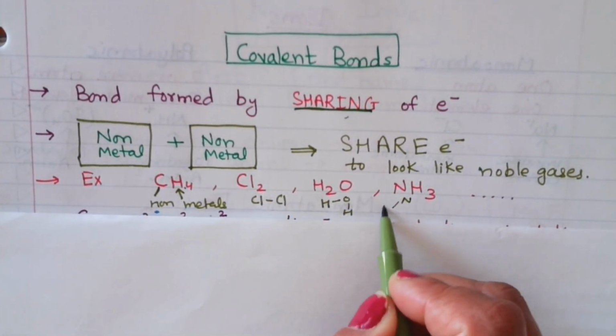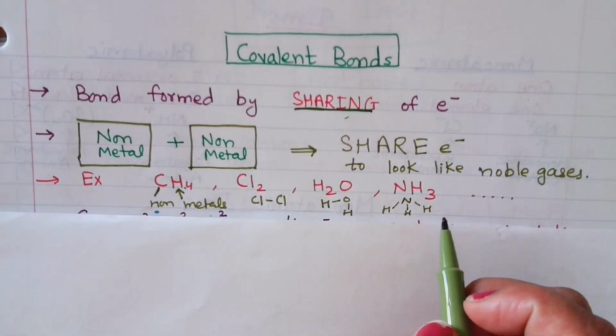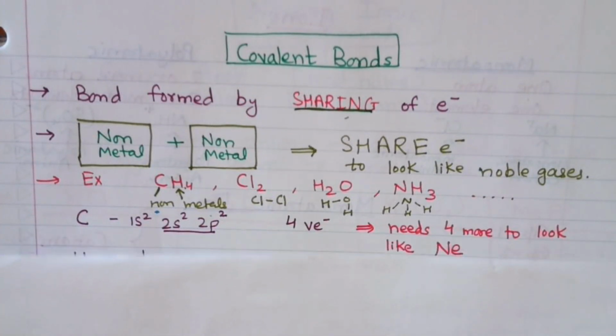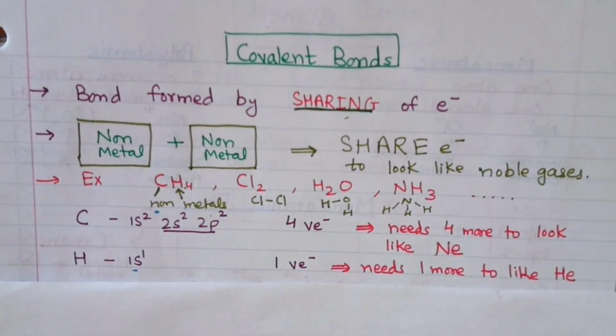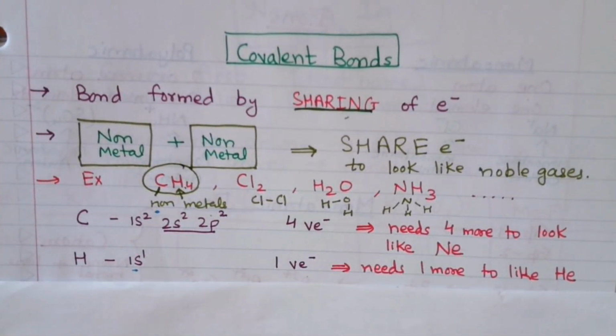Ammonia, nitrogen and hydrogen, they both are non-metals. They are on the right side of the staircase, right? So the bond formed between nitrogen and hydrogen will always be a covalent bond. Okay. Now let's look at an example. Let's do this example right here.